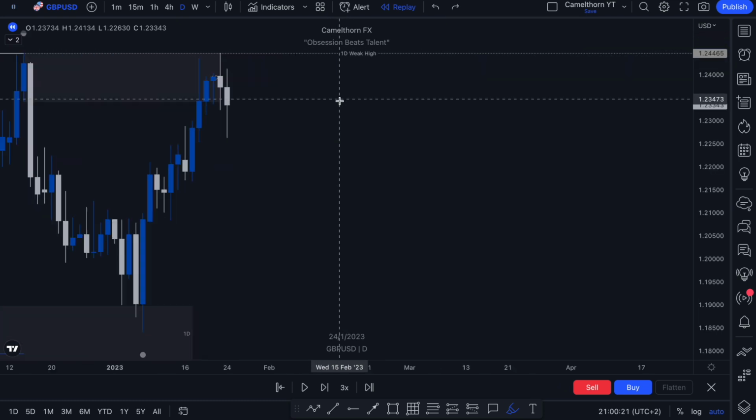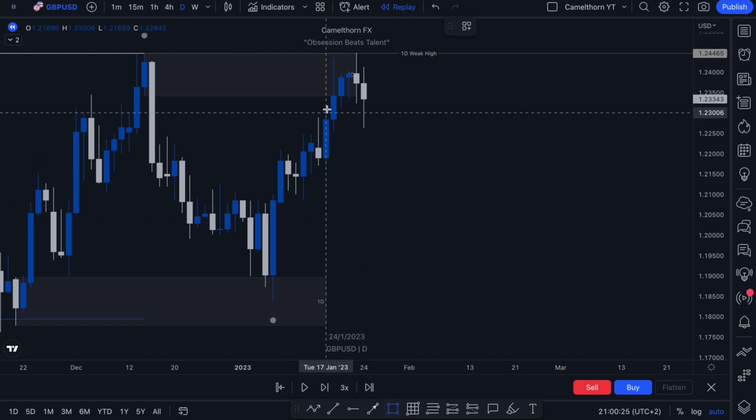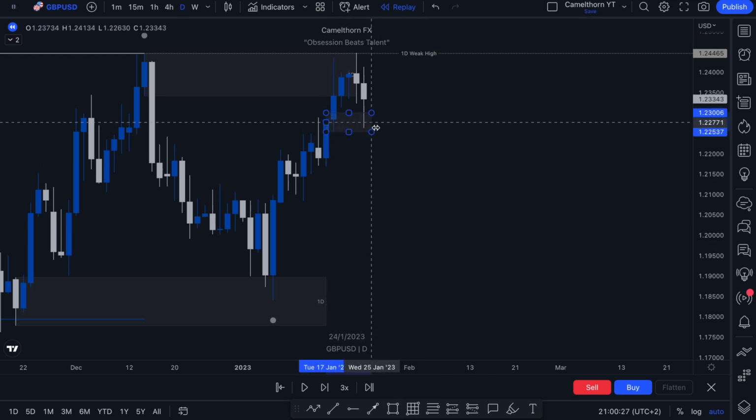And one thing that actually stands out to me, if we zoom in a little bit more, is the fact that price action was interacting with this zone in here. Now, this is a more advanced way of identifying POIs or identifying supply and demand zones.